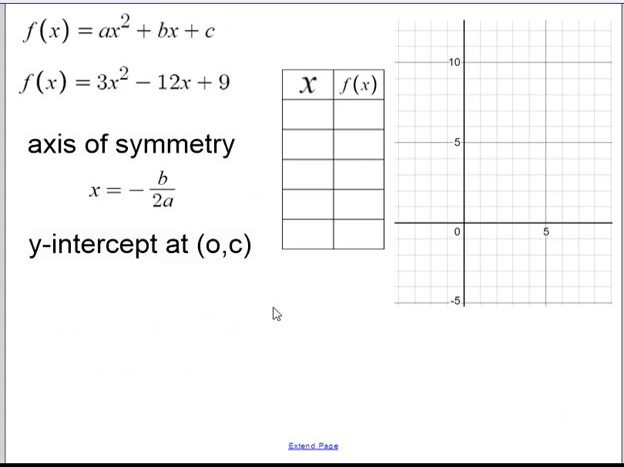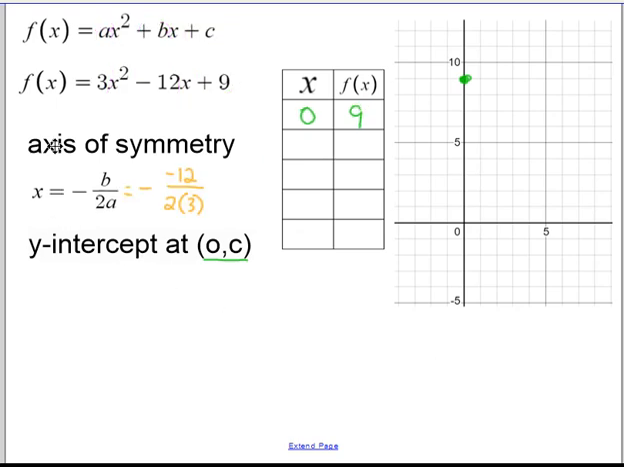For our next example, let's look at f of x equals 3x squared minus 12x plus 9. Okay, I am going to make sure and point out that a is 3, b is negative 12. You have to include the sign in front of the number, and c is 9. So my y-intercept at 0, c is 0, 9, and I can plot that point right here on the y-axis.